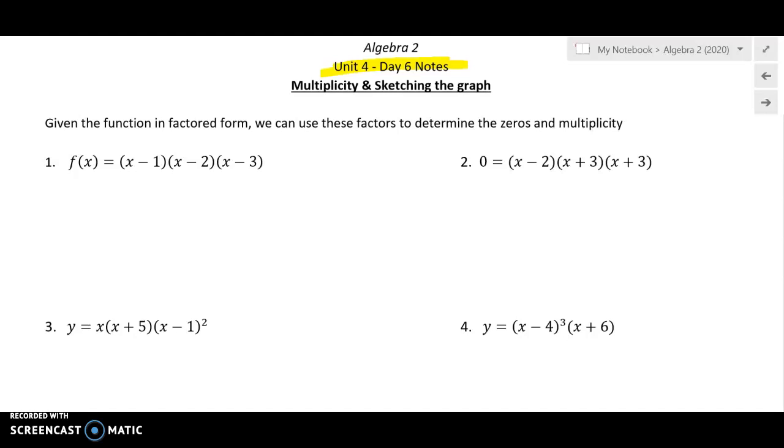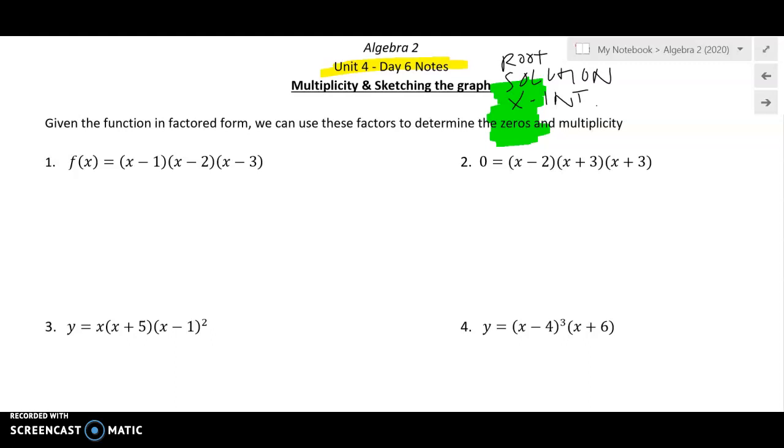So the instructions say, given the function in factor form, we can use these factors to determine the zeros and the multiplicity. Side note, just pause for a moment and think back on this word zero. You should know several other words that mean the word zero. For example, the word root means the same thing as zero. The word solution means the same thing as zero, and the word x-intercepts mean the same thing as zero. So don't be like, oh, what is this zero thing? It's just finding the solutions.